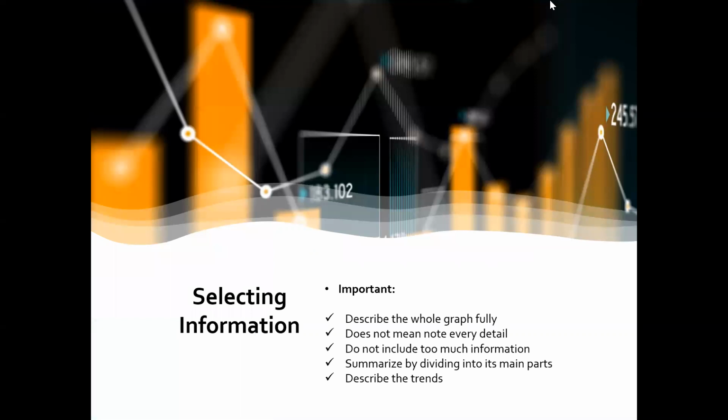Okay? The next one is the important information about selecting the details that you will use for the descriptions of your graph. The first one is, please describe the whole graph fully. Deskripsikan grafiknya itu secara penuh dari awal sampai akhir. Ada titik apa itu disebutkan masing-masing satu persatu. Okay? Doesn't mean note every detail, tidak harus setiap titik satu detail, tidak seperti itu. Bisa jadi 2, 3 itu kesimpulannya range-nya dari berapa sampai berapa, lalu trennya seperti apa.